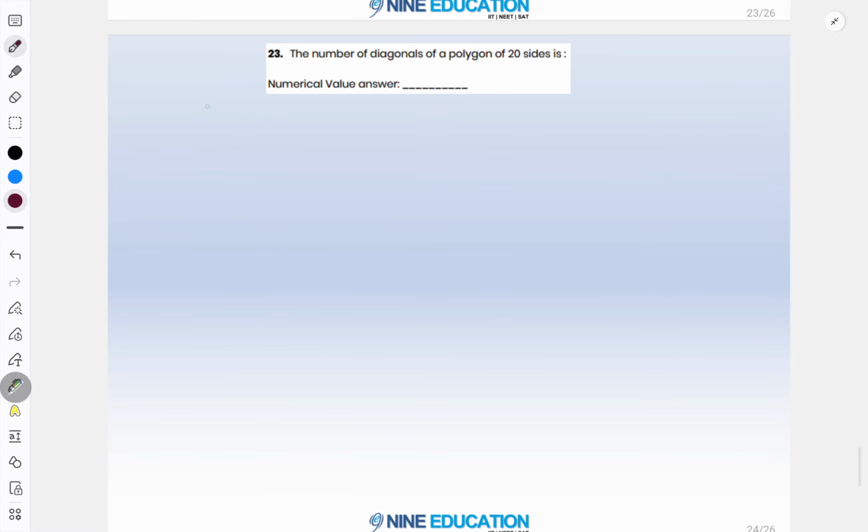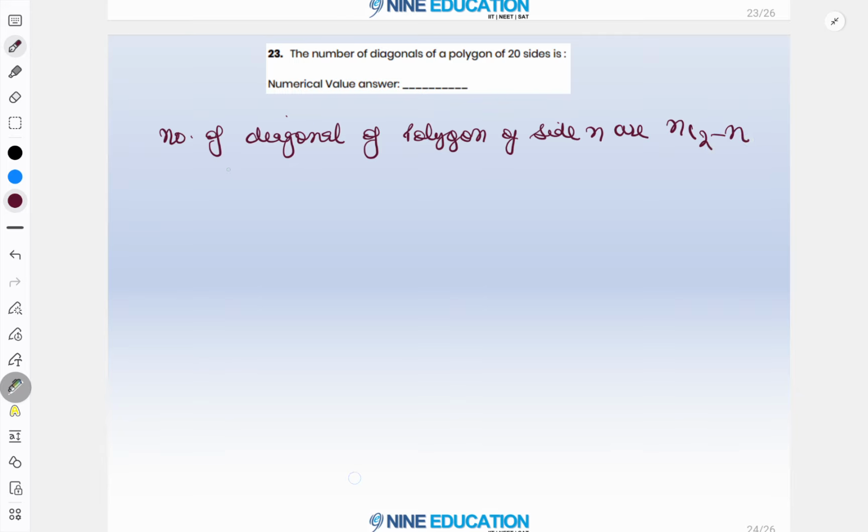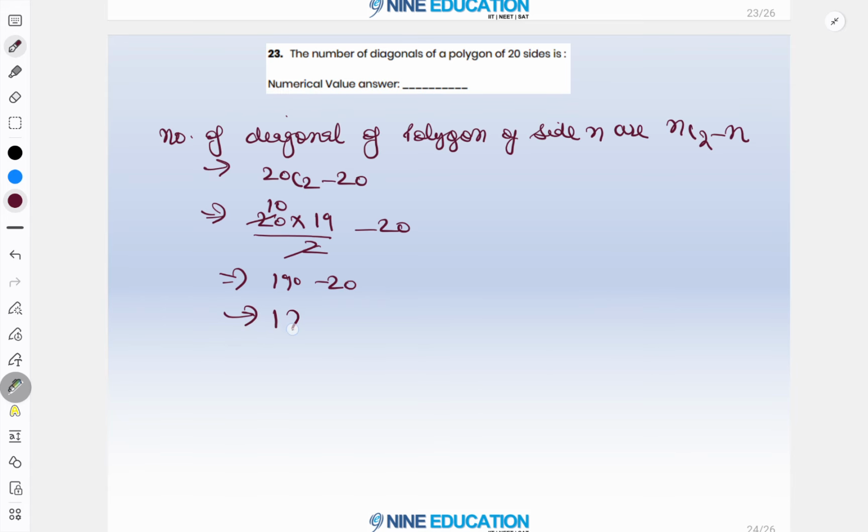Number of diagonals of a polygon of n sides. So the number of diagonals of a polygon of side n is nC2 minus n. So here it will be 20C2 minus 20, that is 20 into 19 by 2 minus 20, which makes it 190 minus 20. So the total diagonals are 170.